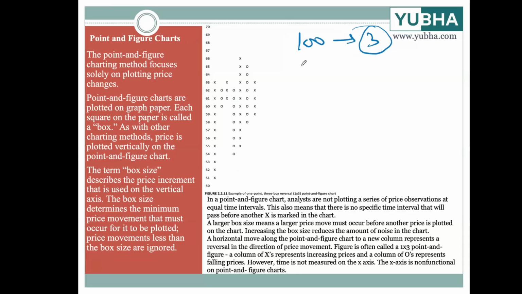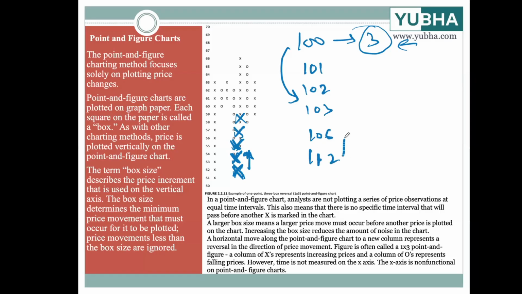So now, if the price has gone to 101, at 100 we have, suppose, an X over here, which is where the prices are rising. At 101, no more X will be created, and no O will be created. At 102, nothing will happen. At 103, another X will be created over here because the price has moved by an increment of 3. Now, what happens if the price goes to 106? There'll be another X created over here because our increment is for every 3 rupees movement in the price.